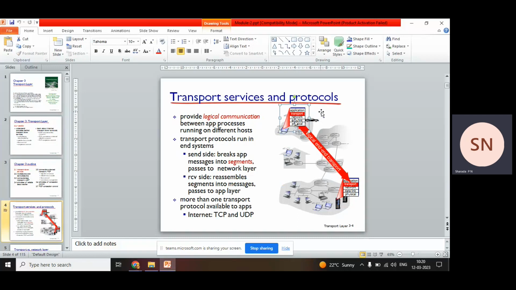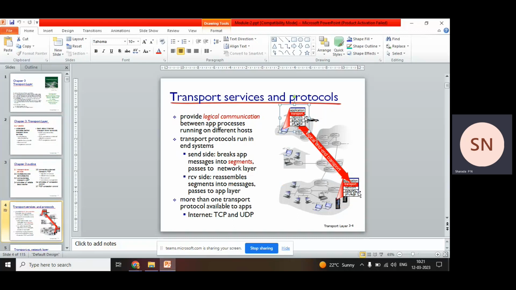On the sender side, the transport layer converts the application layer message into smaller chunks, adding a transport layer header to each chunk to create a transport layer segment. The transport layer then passes that segment to the network layer of the sending process, where the segment is encapsulated within the network layer packet and sent to the destination.